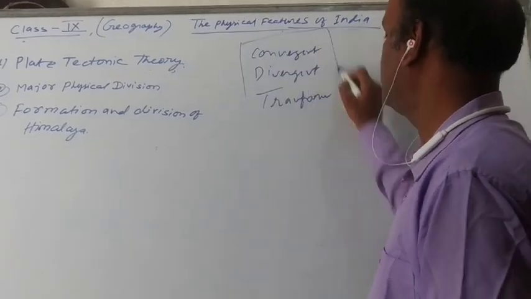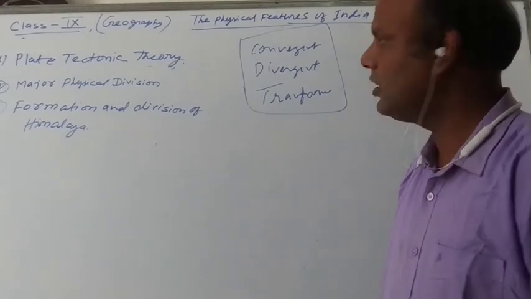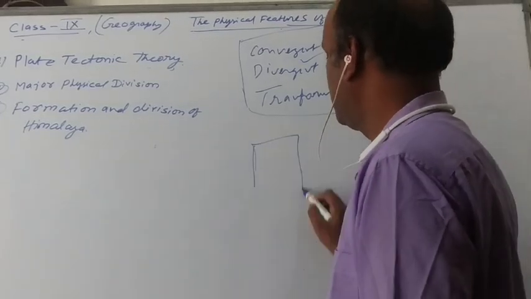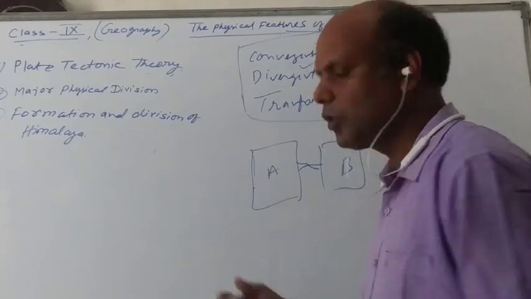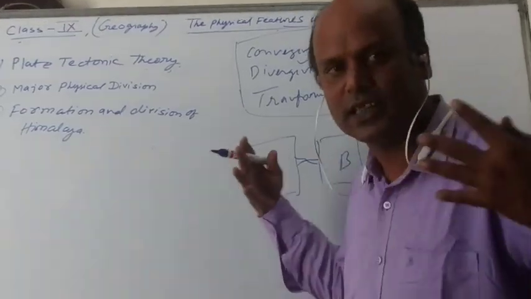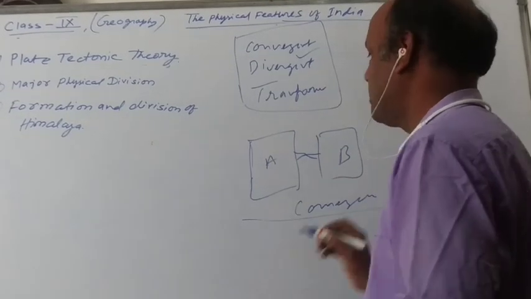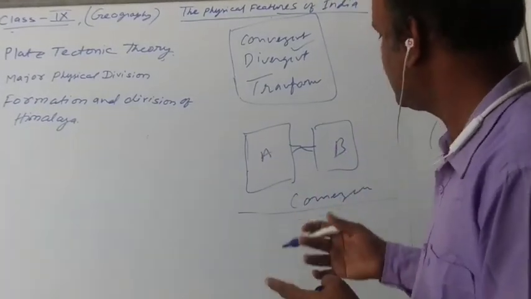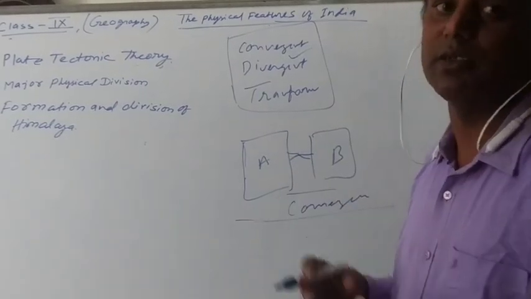And we will talk about these convergent, divergent, and transform movements. The first one is called the convergent boundary. In this activity, the plates move close to each other. The two plates generally collide. They are coming together. Such a type of movement is called convergent. When two plates come together and create some land structure, it means it is a convergent boundary.